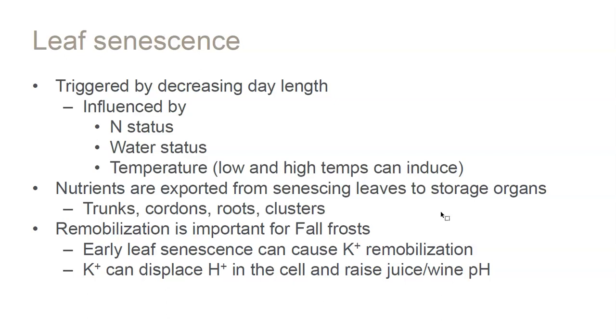generally triggered by day length, but also temperature, and also things like frost events in the fall can cause leaves to fall off. When the leaves fall off, nutrients are exported from the leaves back into the storage organs, so those permanent structures: trunks, cordons, roots. Even clusters, right? If we get early leaf senescence, there has been some evidence that potassium remobilizes, and all those mobile nutrients, when you get a frost, they will remobilize back into the vine, and they may go into the cluster. And then you end up with high potassium juice, and therefore high pH juice when you have a fall frost event.